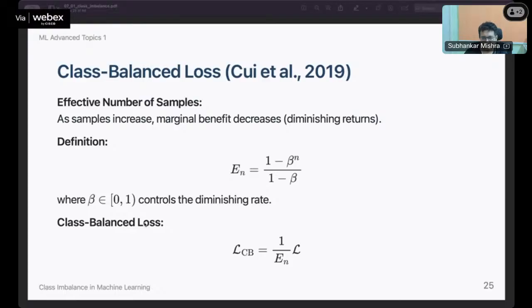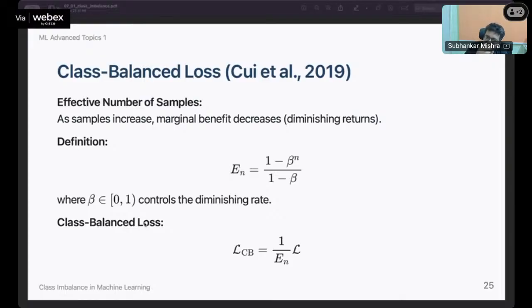We calculate something called the effective number of samples, given by (1 minus beta to the power n) divided by (1 minus beta). Beta controls your diminishing rate. If it is closer to 1, then we have very strong diminishing returns. As we increase n, En grows sublinearly. And we reweight the classes by 1 over En, instead of 1 over n. It is more principled than, let's say, inverse frequency.